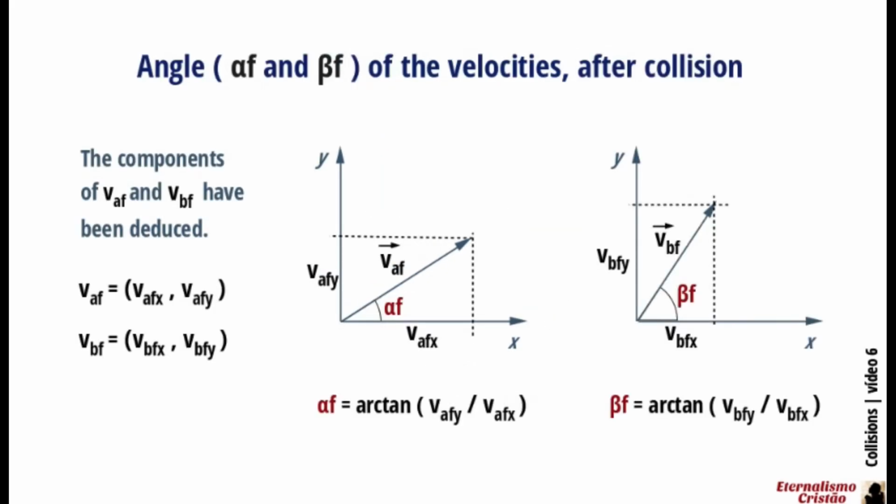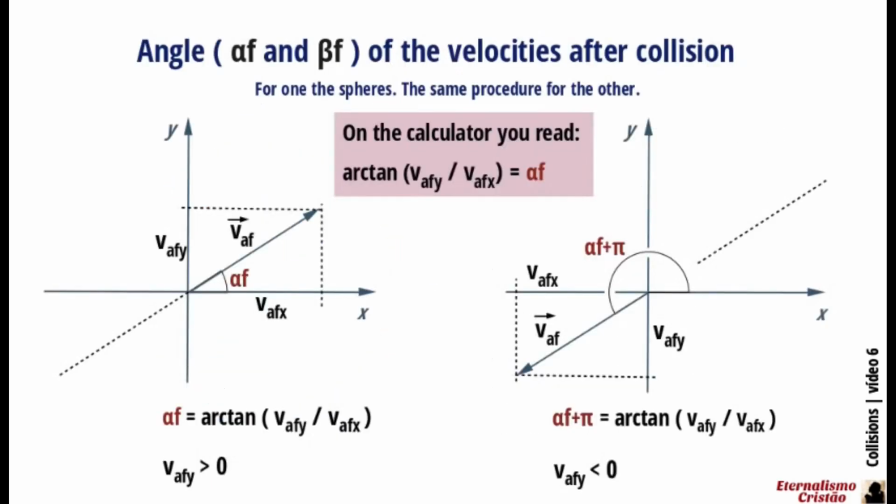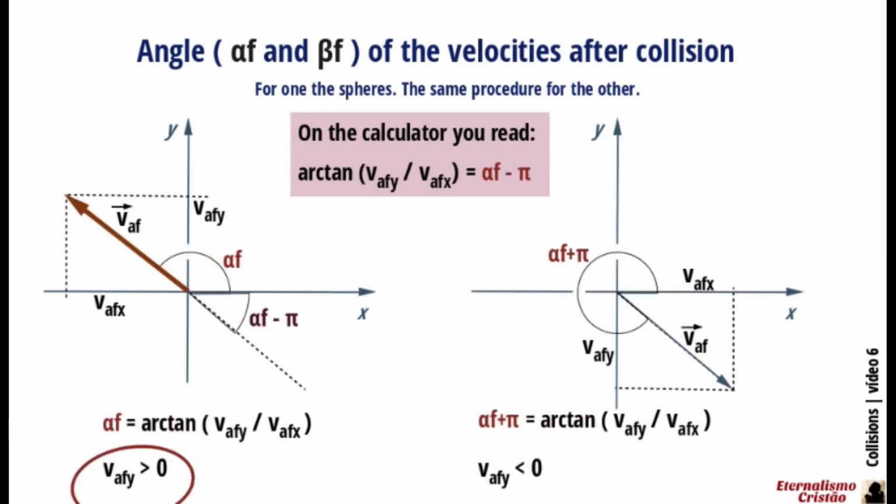But, please, note, the function arctangent would give two different values in the interval of our interest, between 0 and 2 pi. So, we need to use more information to determine the angle of the vector velocity. For that, we resort to the positive or negative sign of the y component of the vector. Its velocity, up, or velocity, down. So, the calculator is not enough, in this matter of fact.